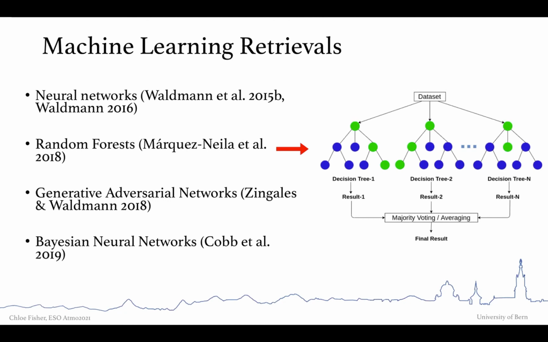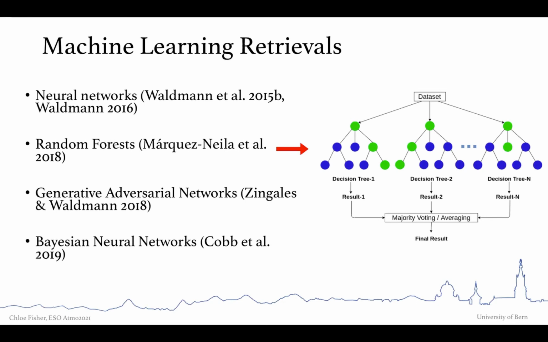Then in 2018, our work on random forest came out, which uses basically a collection of decision trees to do the sampling step in the retrieval. And I'll talk about that next. Then there are some other methods that use, for example, generative adversarial networks, which are quite complicated, but if you really love machine learning, I'd recommend the paper. And also Bayesian neural networks, which work in a similar step as the random forest, so they also do that sampling.